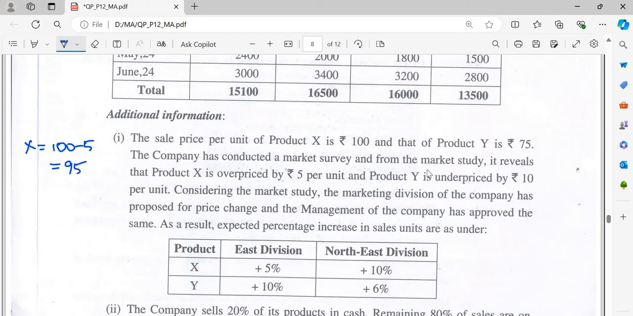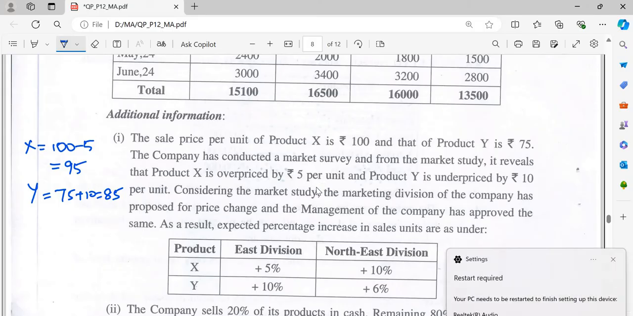So many will add this. But if it is overpriced, people won't buy. So we want to reduce. So remember this, for product Y, this is underpriced. So we will be adding that. So 75 plus 10, that means 85 rupees is my new price. So if this 95 and 85 goes wrong, all your calculation will be in vain. So remember to check twice before doing all your calculations.